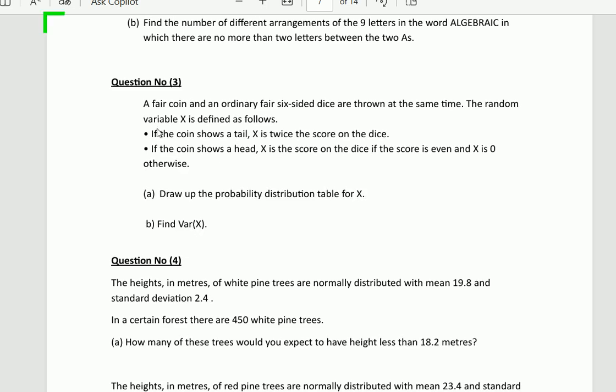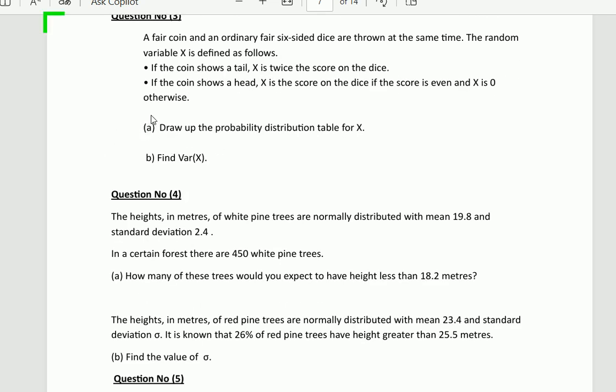Question number 3 is, a fair coin and an ordinary fair 6-sided dice are thrown at the same time. The random variable X is defined as follows: if the coin shows a tail, X is twice the score on the dice. If the coin shows a head, X is the score on the dice if the score is even, and X is 0 otherwise. This is the condition that we shall implement on the dice.